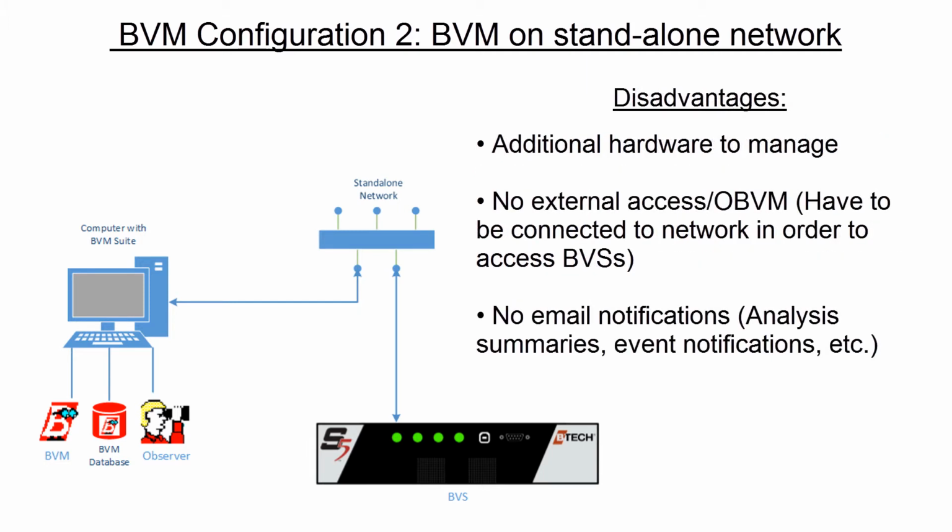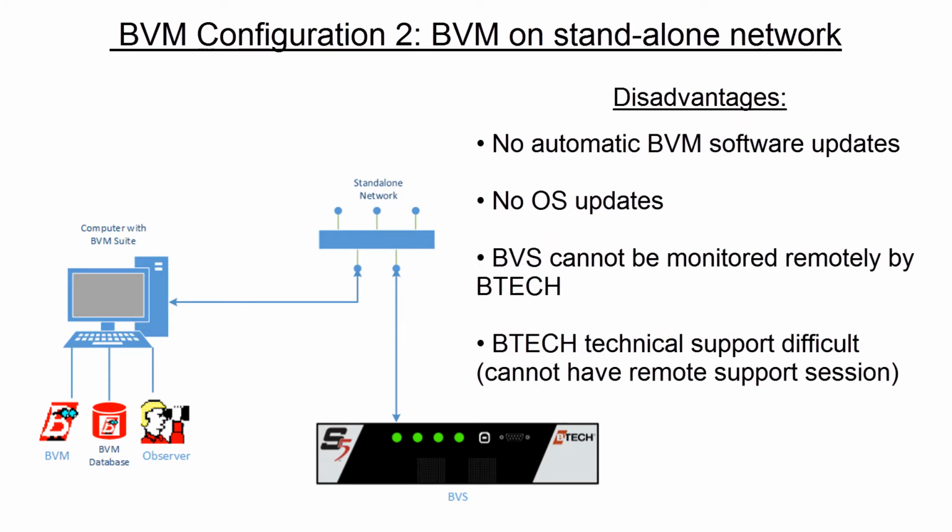The main downside of this configuration is its lack of external access. This means no access outside of the isolated network, no access to email event notifications, no direct OS updates, and no ability to use OBVM or have the BVSs monitored by BTECH's monitoring department. This setup also makes it difficult for BTECH's technical support team to help troubleshoot issues due to its inability for remote support. However, this configuration can be easily modified to allow BTECH monitoring services by adding a cellular router on BTECH's private wireless network. This device connects securely from BTECH servers and remains separate from the customer network.